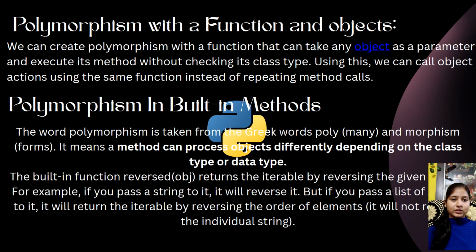Polymorphism in built-in methods. The word polymorphism is taken from the Greek words poly, meaning many, and morphism, meaning forms. It means a method can process objects differently depending on the class type or data type. The built-in function reversed returns the iterable by reversing the given object. For example, if you pass a string to it, it will reverse it, but if you pass a list of strings to it, it will return the iterable by reversing the order of elements. It will not reverse the individual strings.